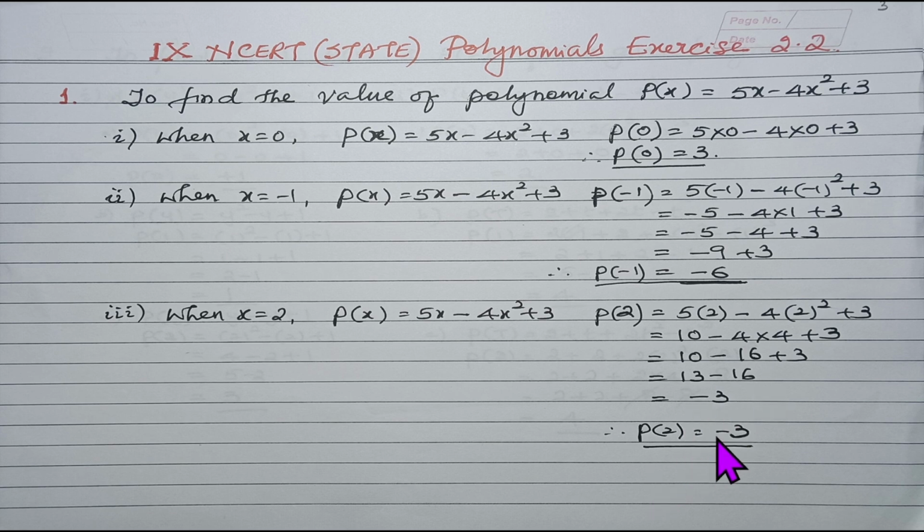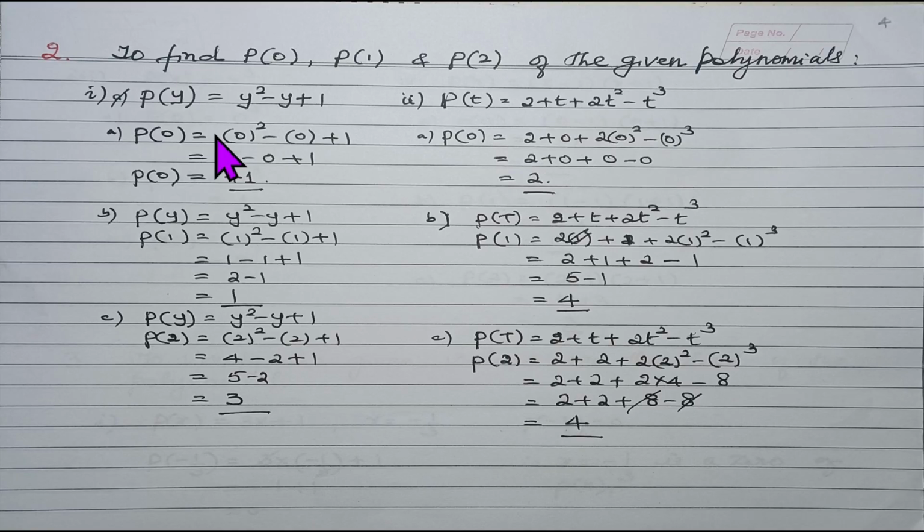Therefore, P of 2, that is the value of the polynomial when x is equal to 2, is minus 3. Now coming to the next example, to find P0, P1 and P2 of the given polynomials. We are given the first polynomial, P of y = y square minus y plus 1. We have to find P0, that means wherever y is there, put 0, so 0 square minus 0 plus 1. Therefore P0 is plus 1.